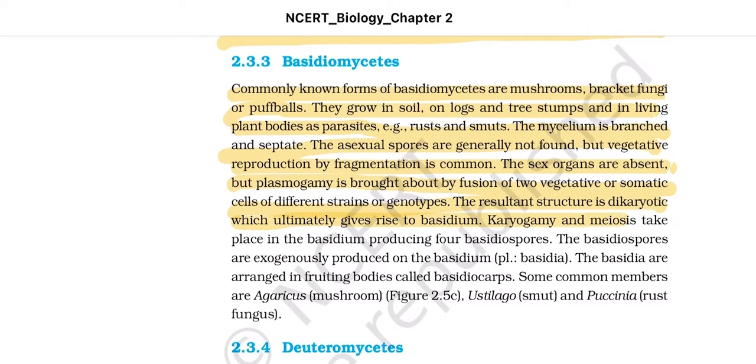Karyogamy and meiosis take place in the basidium, producing four basidiospores. The basidiospores are exogenously produced on the basidium, plural basidia. The basidia are arranged in fruiting bodies called basidiocarps. Some common members are Agaricus, mushroom, Ustilago, smut, and Puccinia, rust fungus.